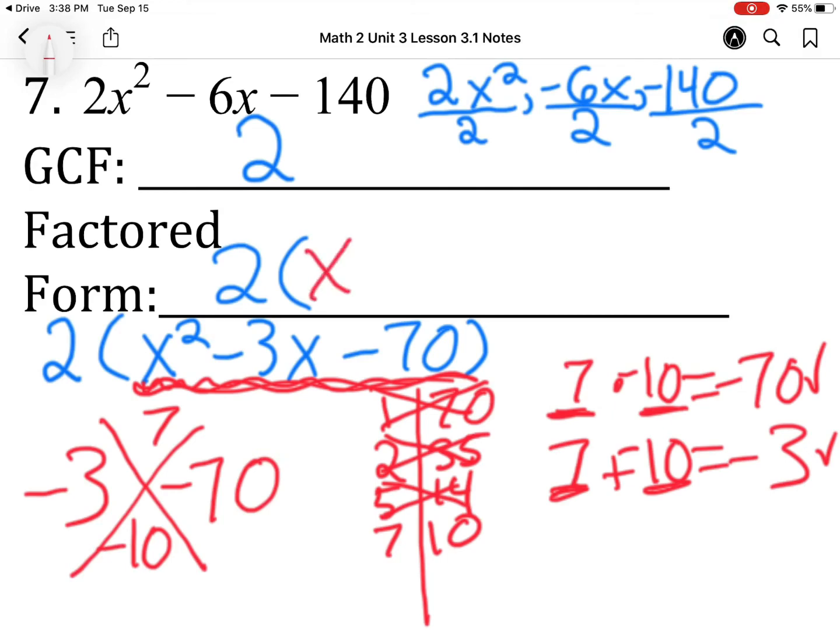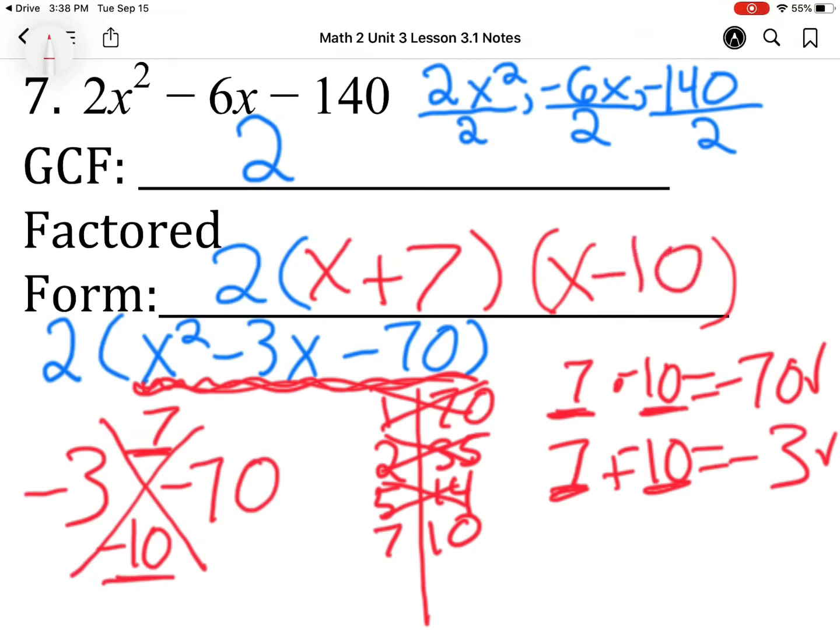Magic numbers are finished. We got our 2 parentheses with our greatest common factor out front. First magic number was positive 7, so we have plus 7. Second magic number is negative 10, so we have negative 10.